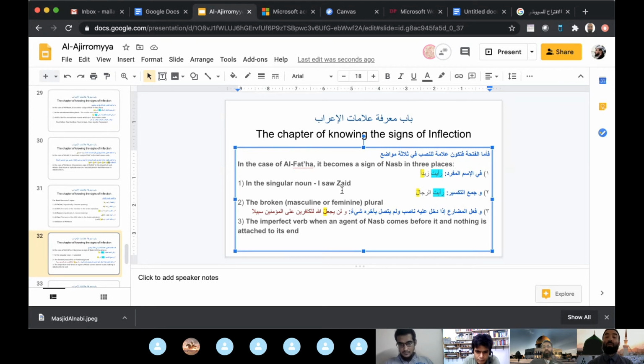Then you realize Zaid, because it has the inflection of nasab, and nasab indicates the fact that something is an object, you automatically know that Zaid is the object in the sentence. So you know that Zaid is being seen and you are seeing, right? I could have come up with a better example, I guess.